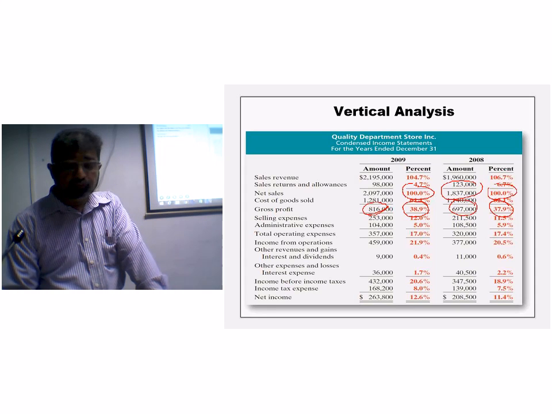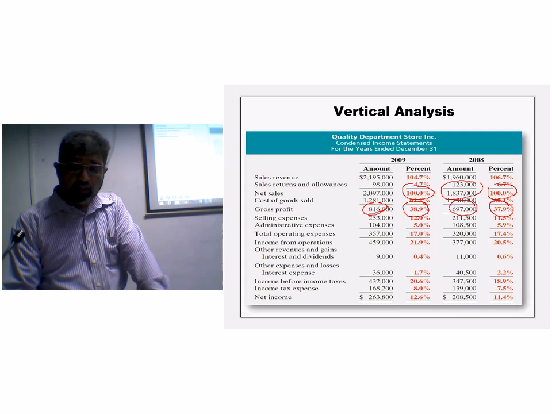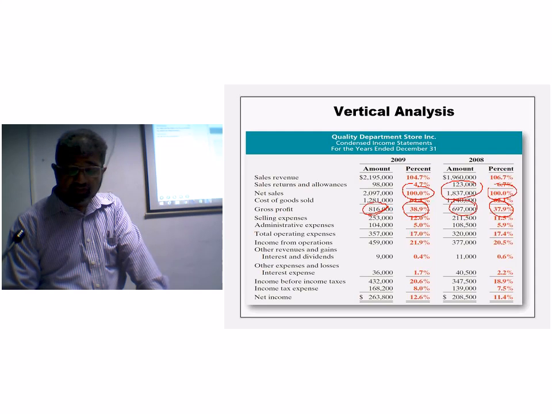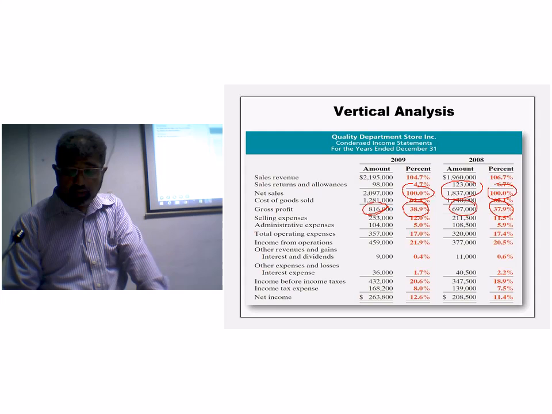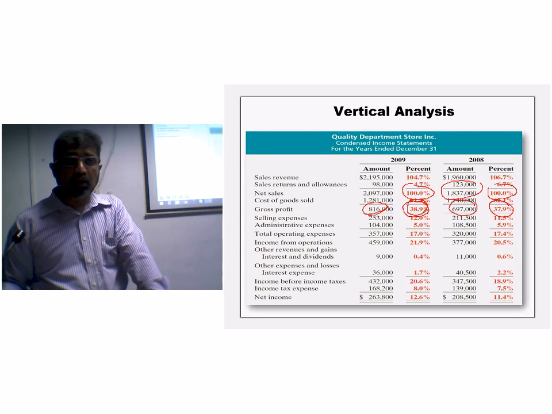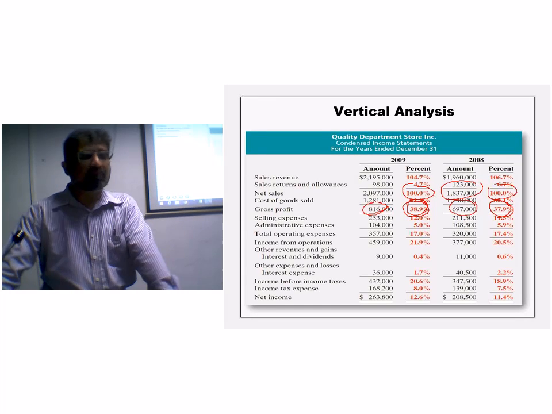Then after getting that base value and converting into an index in the same year, now we can compare this year's common size percentage with the previous year's common size percentage, right? For example, the current year's gross profit margin is 38.9, here 37.9, right?